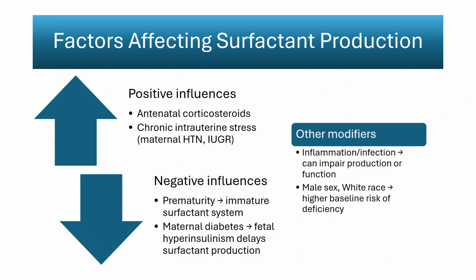Sex differences have a hormonal basis. Androgens, such as testosterone, delay surfactant maturation by suppressing type 2 cell differentiation and phospholipid synthesis, whereas estrogen and cortisol enhance these processes. This explains the higher baseline risk in male infants compared with females. Epidemiologic data also show that infants of white race carry greater risk of deficiency, though the mechanisms are less clear. Clinically, awareness of these modifying factors guides both risk assessment and the use of preventive strategies, especially antenatal steroids.